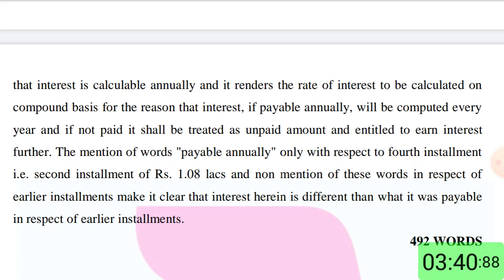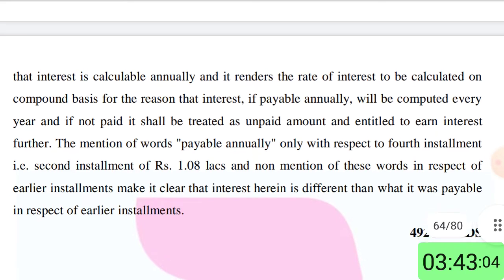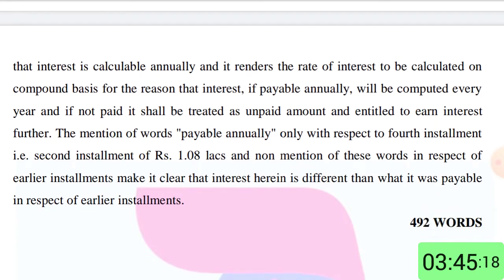The mention of the words "payable annually" only with respect to the fourth installment, that is the second installment of rupees 1.08 lakhs, and non-mention of these words in respect to earlier installments, make it clear that interest herein is different than what was payable in respect of earlier installments.